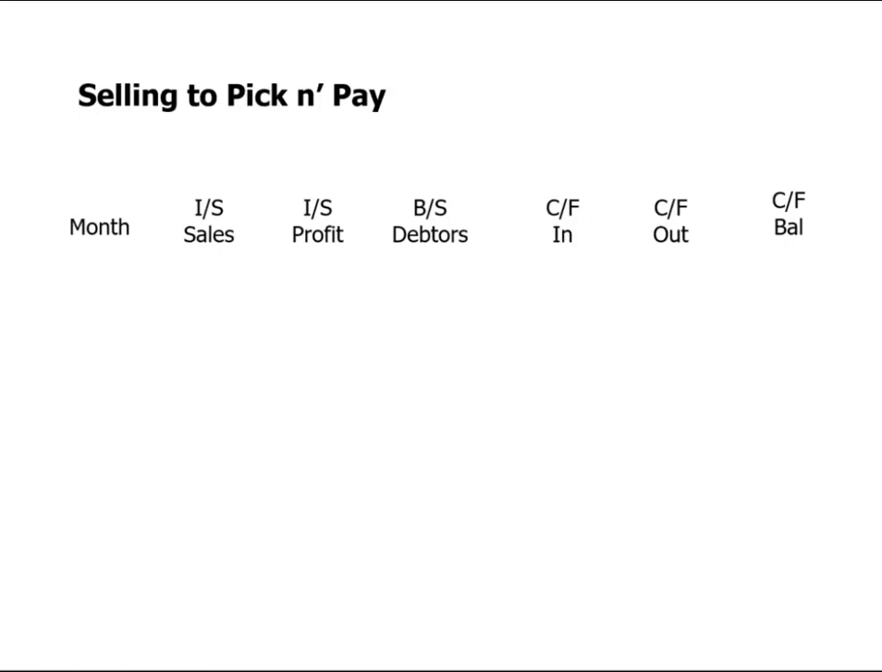We're going to assume that we are selling to Pick n Pay, and in month 1, we sell them 100,000 rands worth of goods. For the purpose of this example, let's assume that the profit we make from the sales to Pick n Pay is 40,000 rand. At the end of the month, we issue Pick n Pay with an invoice, and of course they don't pay us COD. So that goes into our debtors book as 100,000 rand. We don't receive any cash from our customer, so we'll make that 0.